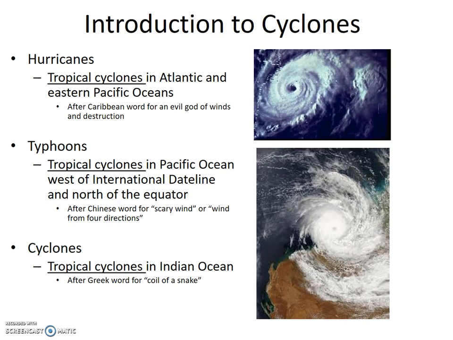Now, why have I been saying tropical cyclones and occasionally hurricanes? Well, there are lots of names for tropical cyclones, including hurricanes, typhoons, and plain old cyclones. Hurricanes are tropical cyclones in the Atlantic and Eastern Pacific Oceans. The word is from the Caribbean word for an evil god of winds and destruction.